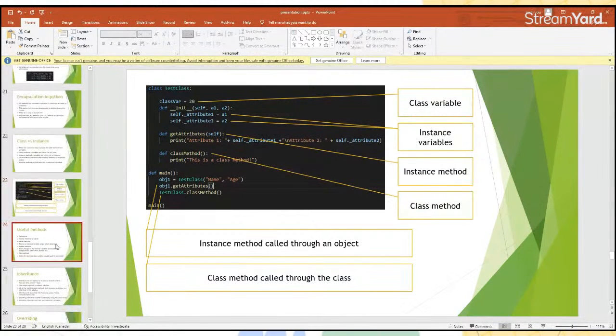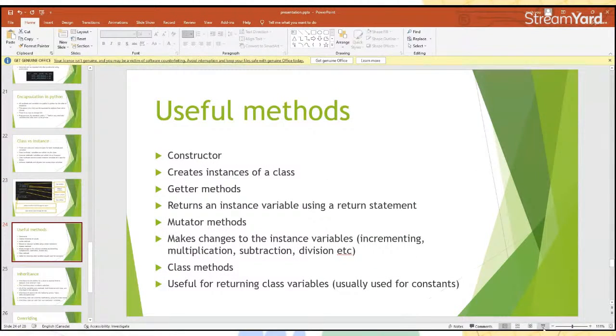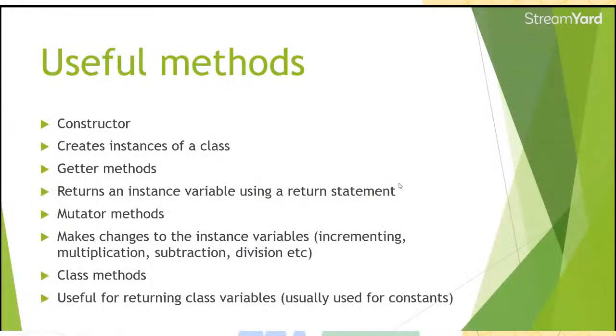Okay, let's move on. Useful methods. I already discussed a few of these already. Here are useful examples of methods. The first one is the constructor or the initializer, or like I call it, init. It helps you create instances of a class. Then we have getter methods. I mentioned this when I was coding. It returns an instance variable using a return statement.